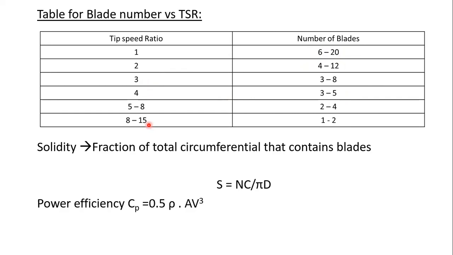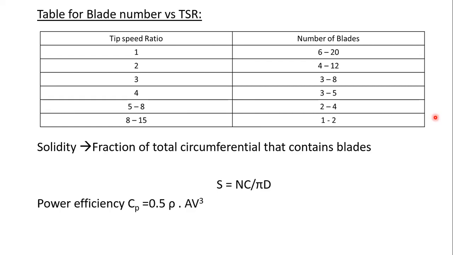And for tip speed ratios in the range from 5 to 8, that is 5, 6, 7, 8, we need only 2 to 4 blades. And for the last tip speed ratio, 8 to 15, we need only 1 to 2 blades. We know, as we discussed in previous classes, that a single blade has more advantages than using multiple blades. Okay, so this is the table for blade number versus TSR.